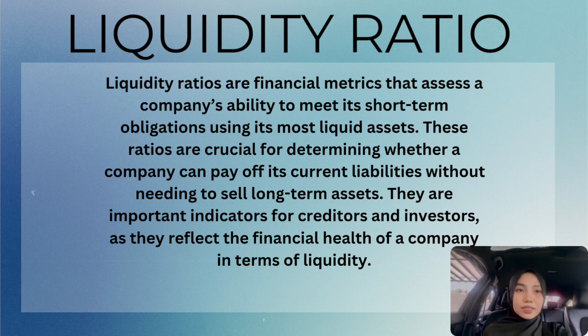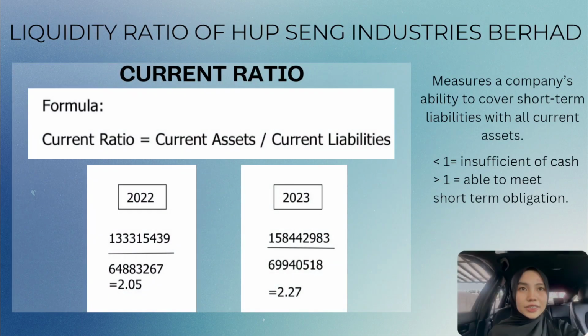Liquidity ratios are financial metrics that assess a company's ability to meet its short-term obligations using its most liquid assets. These ratios are crucial for determining whether a company can pay off its current liabilities without needing to sell a long-term asset. They are important indicators for creditors and investors as they reflect the financial health of a company in terms of liquidity. Let's start with current ratio.